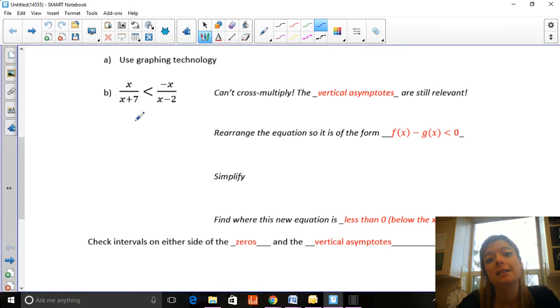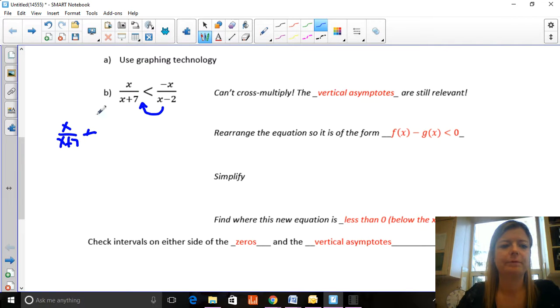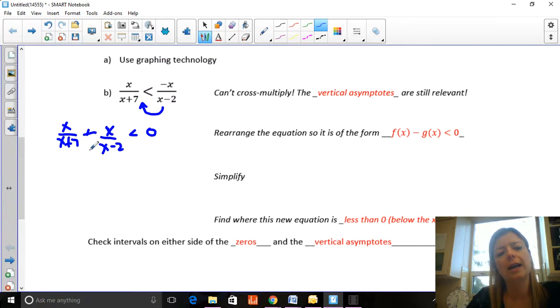Okay, so what we need to do is put this guy over to this side, so they're all on one side together. So you're going to have x over x plus 7 plus, once you move it over, because this is a minus here, plus x over x minus 2 is less than 0. So you want to arrange it so everything is on one side and you have 0 on the other side of the inequality.